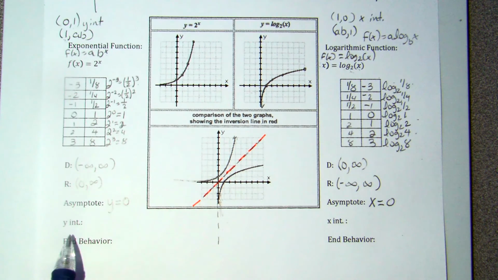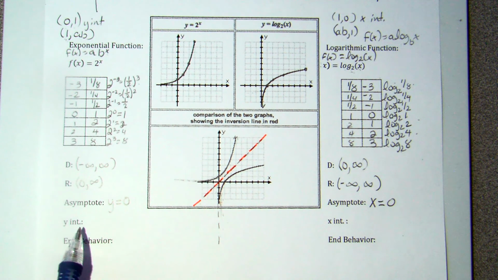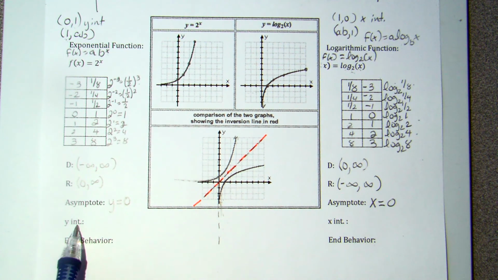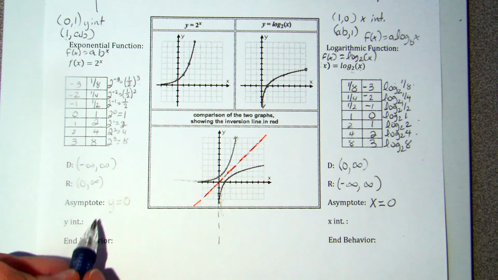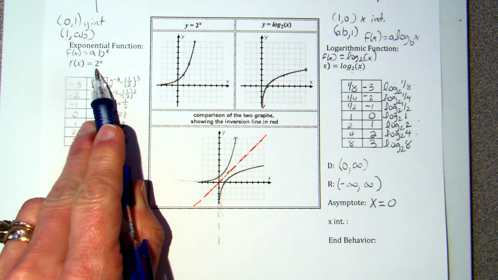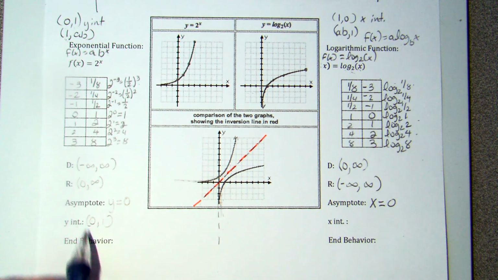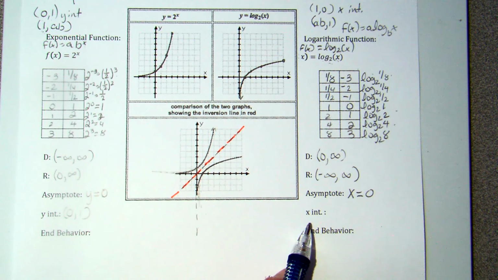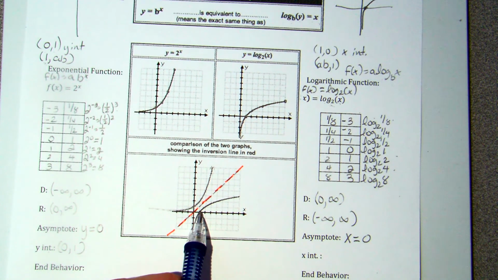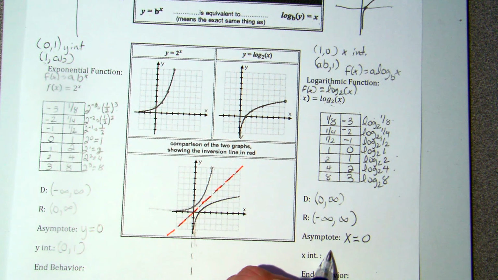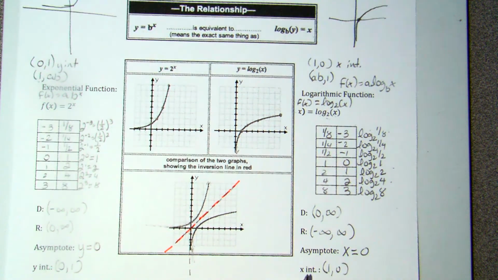The y-intercept, you're going to be able to find that. The y-intercept of an exponential function is where that graph crosses the y-axis. Remember, it's going to cross it at over 0, up 1, when that x value is 0. Anything raised to the 0 power is 1, so (0, 1). The x-intercept of the logarithmic function is over 1, up 0. Well, let's go plug x in.